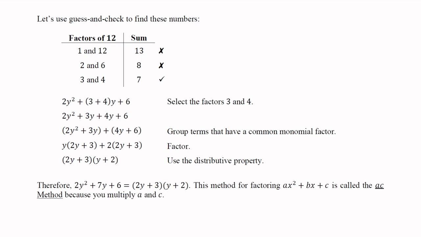This method for factoring ax squared plus bx plus c is called the AC method because you multiply a and c to find the number that you need factors of.